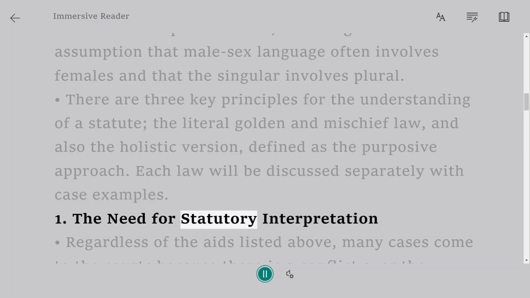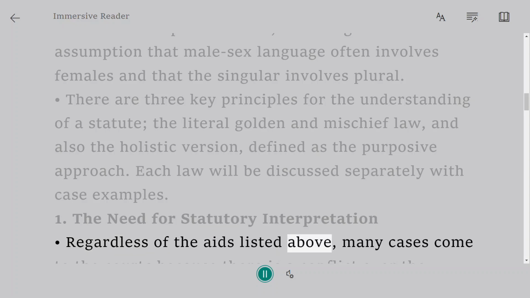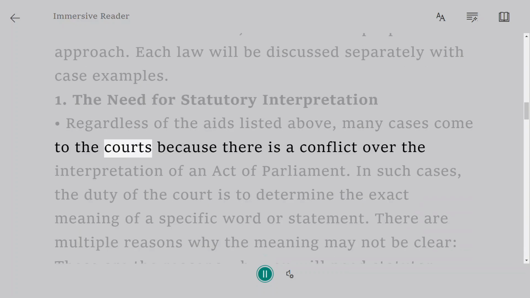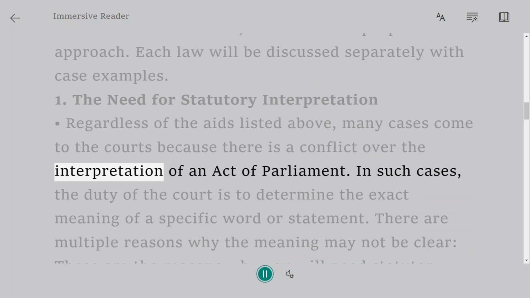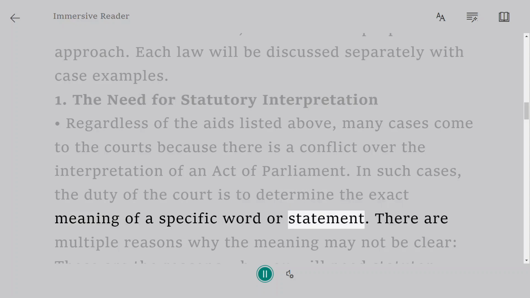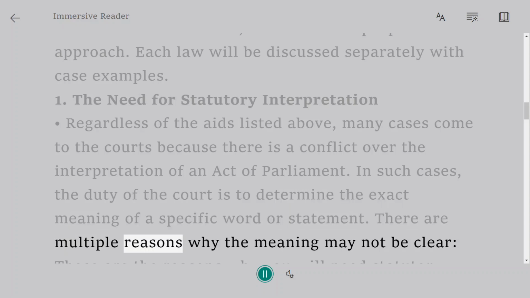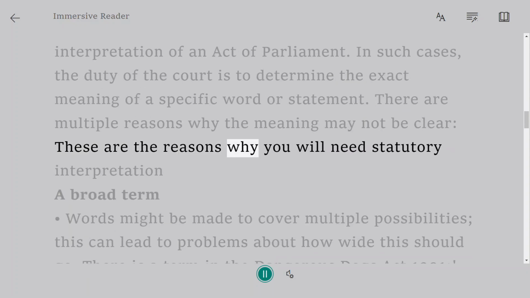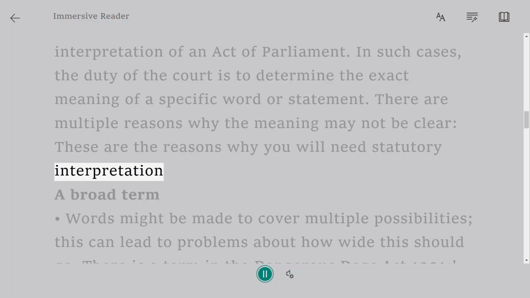1. The need for statutory interpretation. Regardless of the aids listed above, many cases come to the courts because there is a conflict over the interpretation of an Act of Parliament. In such cases, the duty of the court is to determine the exact meaning of a specific word or statement. There are multiple reasons why the meaning may not be clear. These are the reasons why you will need statutory interpretation.